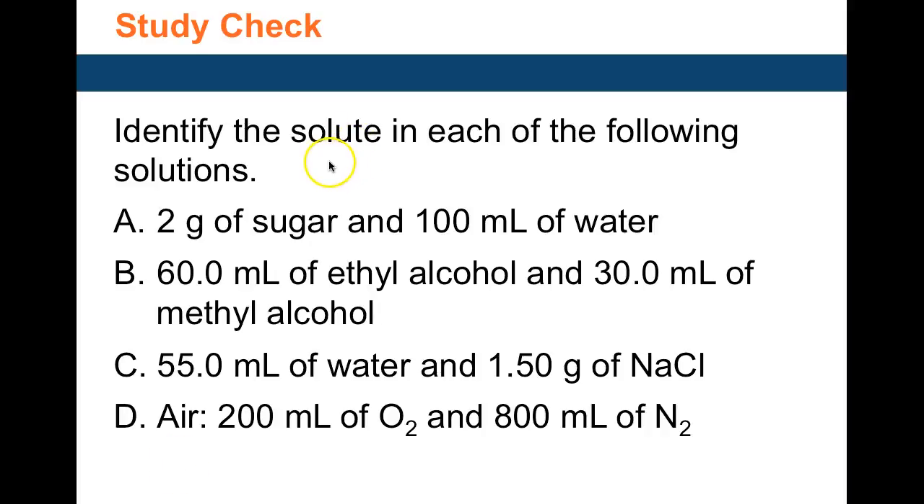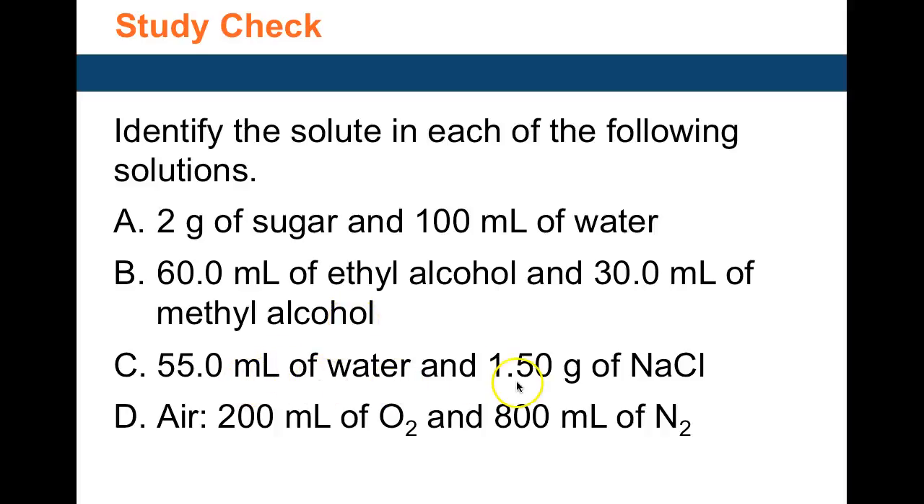Okay, so in this study check, it says identify the solute in each of the following solutions. So remember, as I mentioned, the larger quantity is the solvent. So the lesser quantity would be the solute, all right? So here, 2 grams of sugar, that's the solute. Now, in 60 mL of ethyl alcohol and 30 mL of methyl alcohol, the lesser quantity is the 30 mL, so therefore methyl alcohol is the solute.